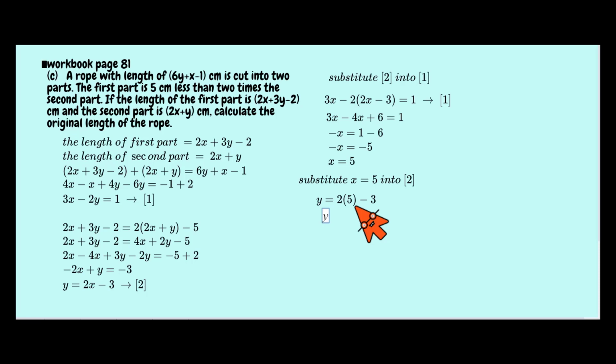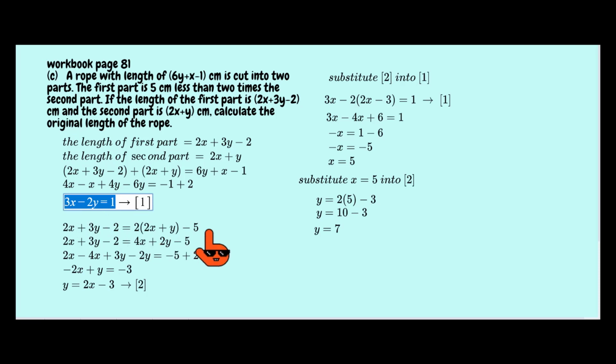So we got y equal to 10 minus 3. So what does it mean? We get y equal to 7. Okay. So we get x equal to 5 and y equal to 7. In order to check the answer, we are going to use a calculator.